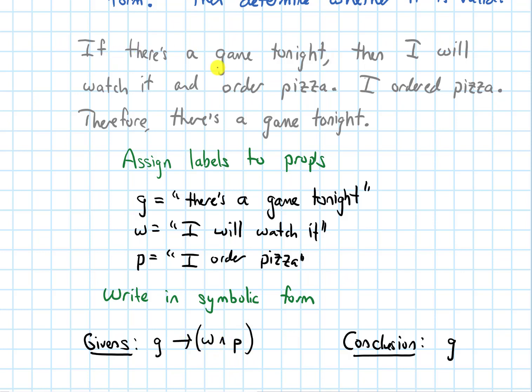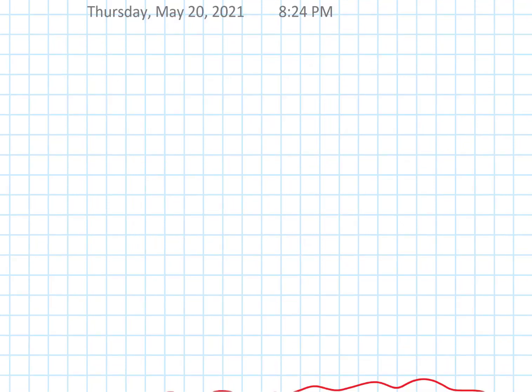Okay, so that sentence gives me one of the givens, but there's another sentence that corresponds to a given, which is I ordered pizza. And that is the proposition that I labeled with P here. I'm not going to worry too much about the tense, like I order pizza versus I ordered pizza. So I'm still going to just call this P. So now we're ready to test this with a truth table.